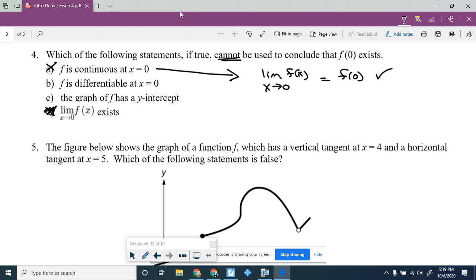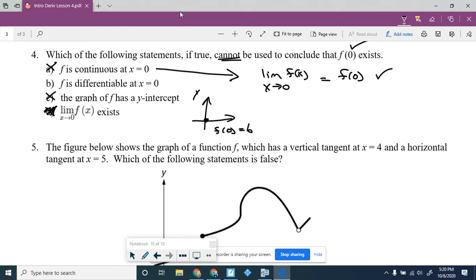Graph of f has a y-intercept. You're like, well, what's a y-intercept? What's the x value at a y-intercept, right? The x value is 0. So f of 0 is basically the y-intercept, whatever that value is. If it's b, that's going to be your y-intercept. So if you have a y-intercept, then f of 0 has got to exist. All right, so it can't be that.